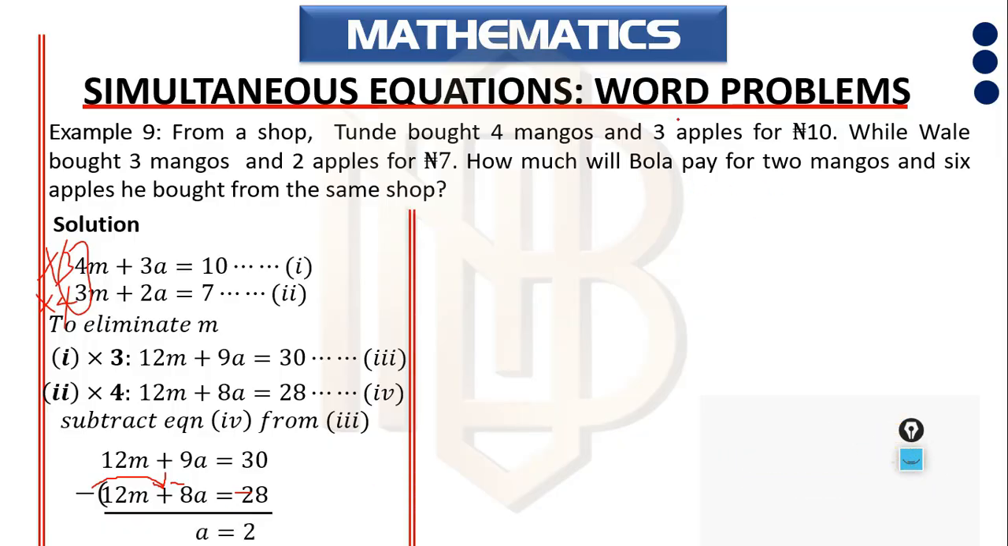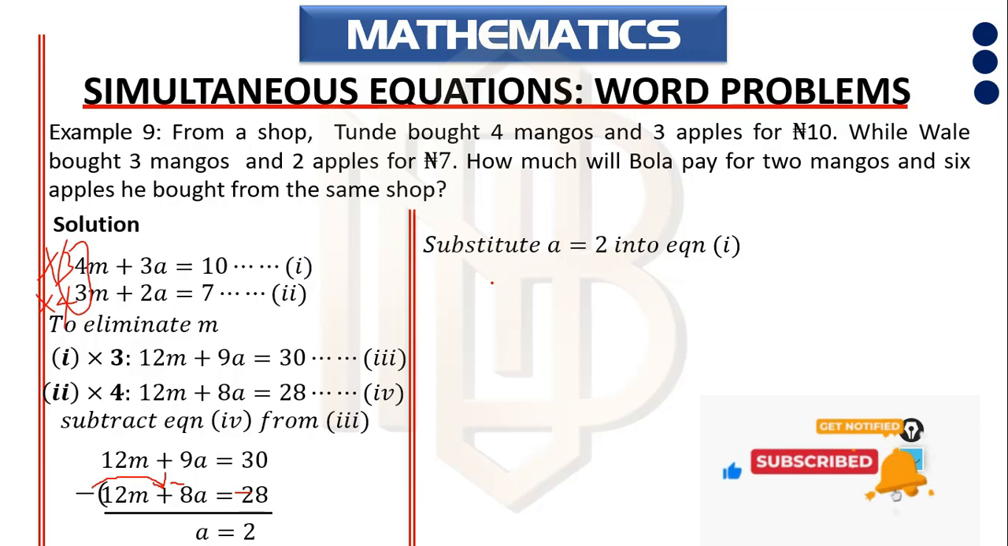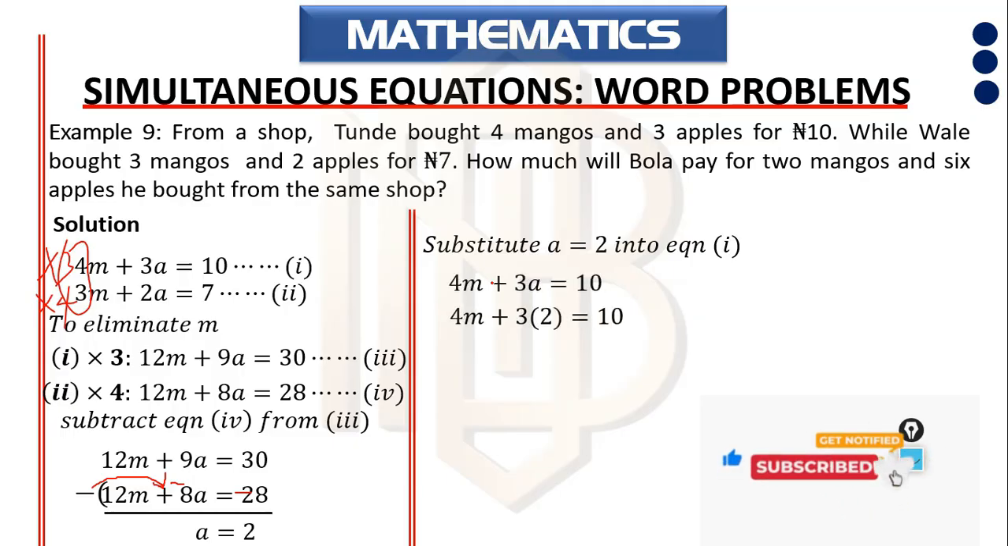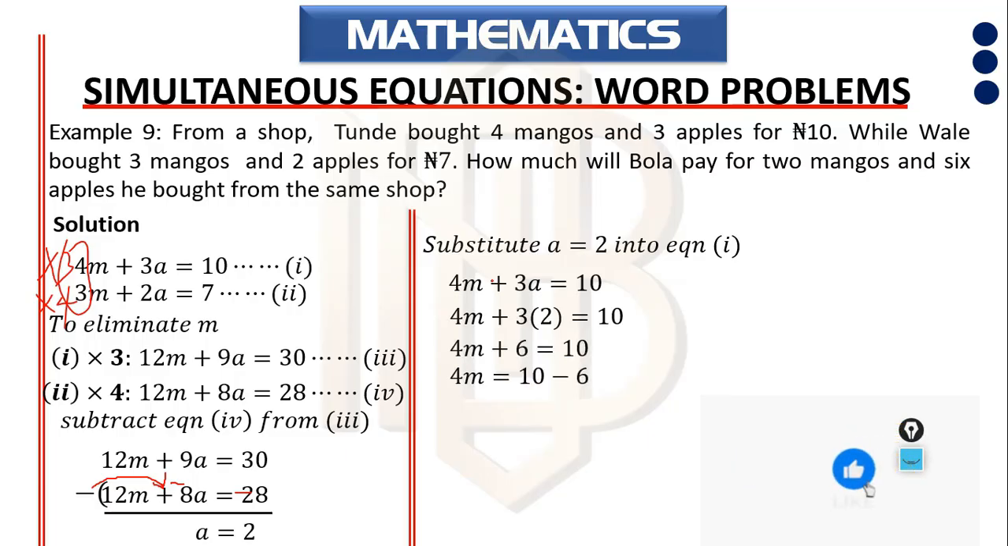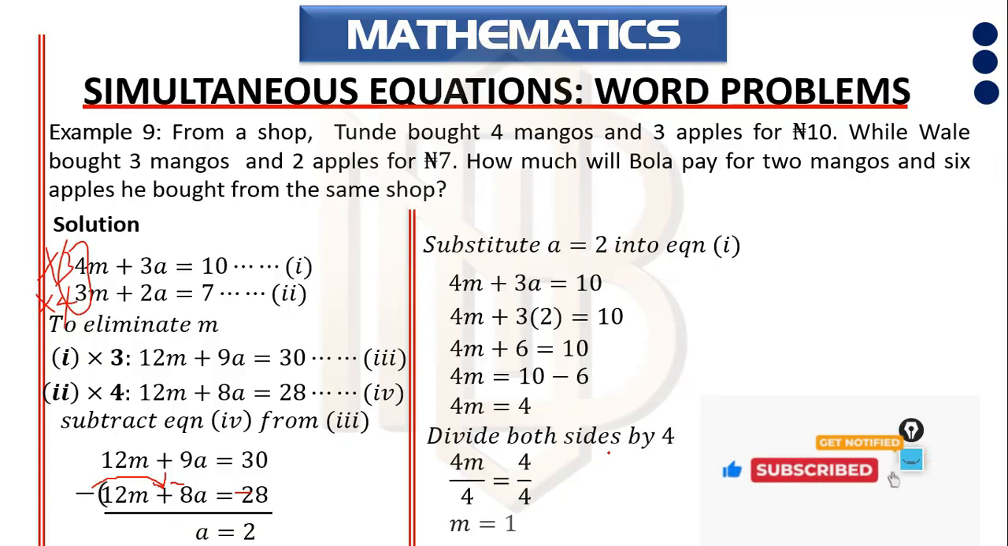If A is equal to 2, then we can substitute A into equation 1. If we substitute for A in equation 1, that means we have 4M plus 3A equals 10, 4M plus 6 equals 10, 4M equals 10 minus 6, and then 4M equals 4. If you divide both sides by 4, you have M equals 1. So we have our value of M and we have our value of A.